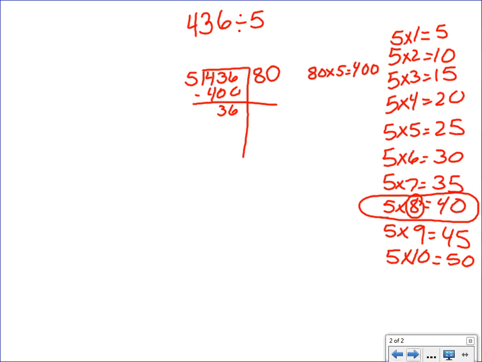So again, I'm going over here to my multiplication facts. I'm going to see how close I can get to 36 without going over. 5 times 7 is 35. That's close. I'm going to circle the 7. Then I'm going to come over here and write my 7.